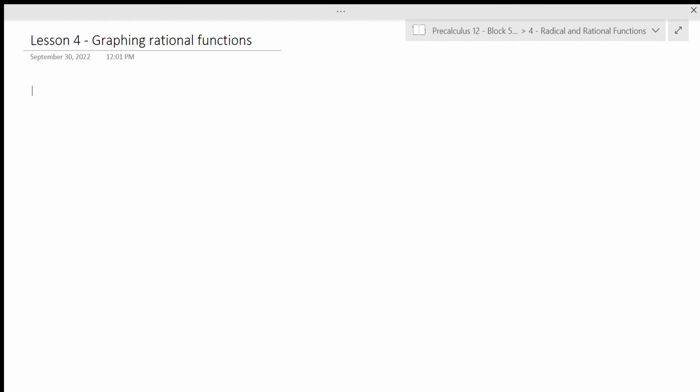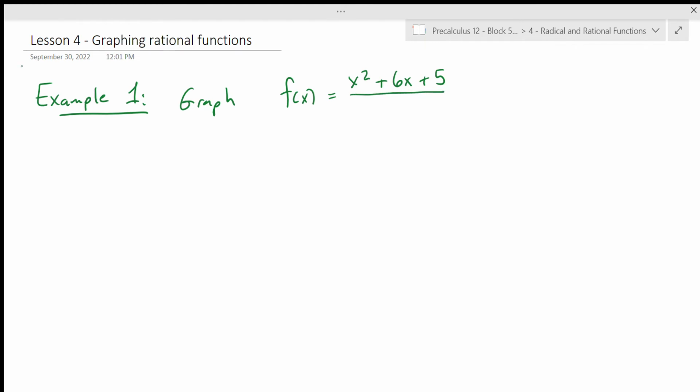Okay, so when we're going to graph a rational function fully, let's take our first example. Graph f of x equals x squared plus 6x plus 5 over x squared minus 3x minus 4. So we're going to try to get a sense of what this thing looks like.